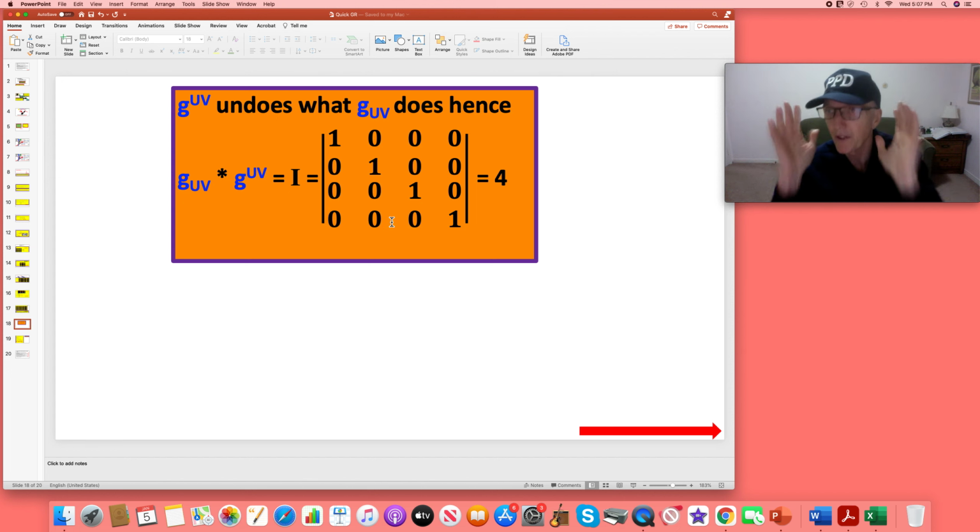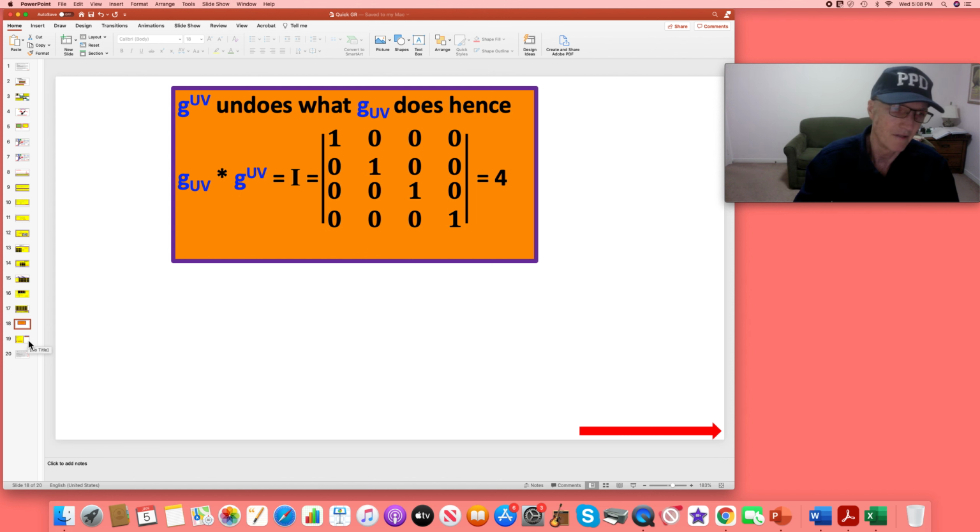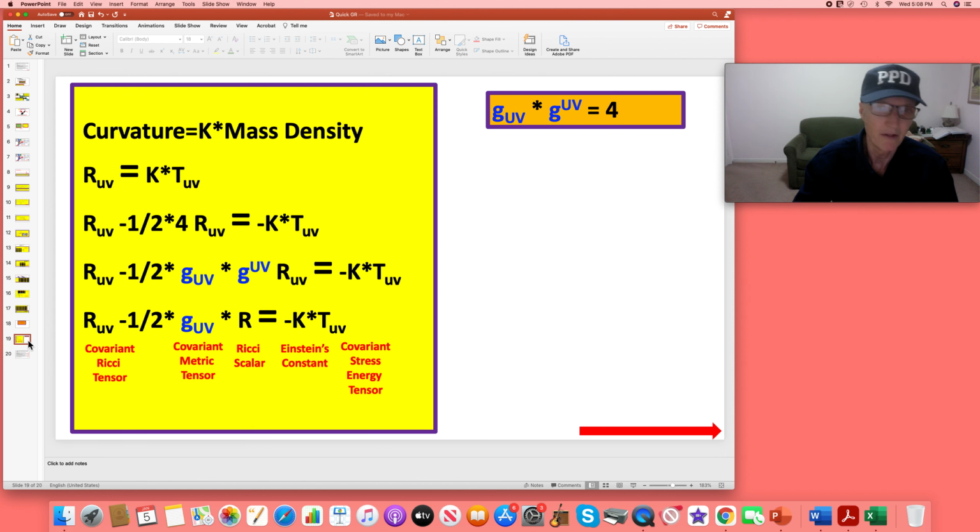We're almost there, we've almost derived Einstein's gravitational field expression. Not quite, so here we go. On the top, I'm going to get my handy dandy G subscript UV times G superscript UV is equal to 4. We established that. Now remember way back we started with the first tentative statement that curvature is equal to K times mass density. In other words, the curvature is proportional to the mass density, and the K is the constant of proportionality.